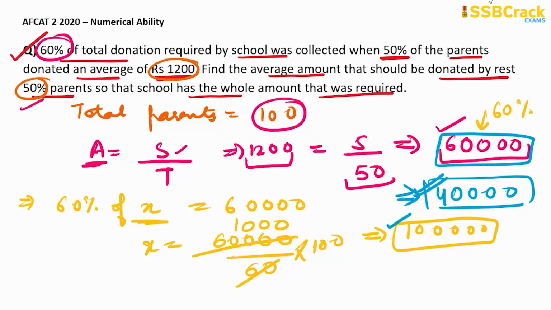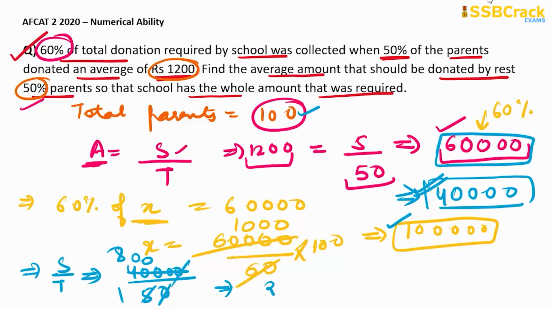So we have to find the average. Now average will be sum upon total number of people. So the sum is 40,000 and the total number of people who will donate are the rest 50%, and 50% of 100 is again 50. So it will be divided by 50. So this 0 cancels this 0. 5 ones are 5, 5 8s are 40 and 2 zeros. So it will be rupees 800. So the average amount that should be donated by the rest 50% of the parents should be 800 rupees, and this should be our final answer.